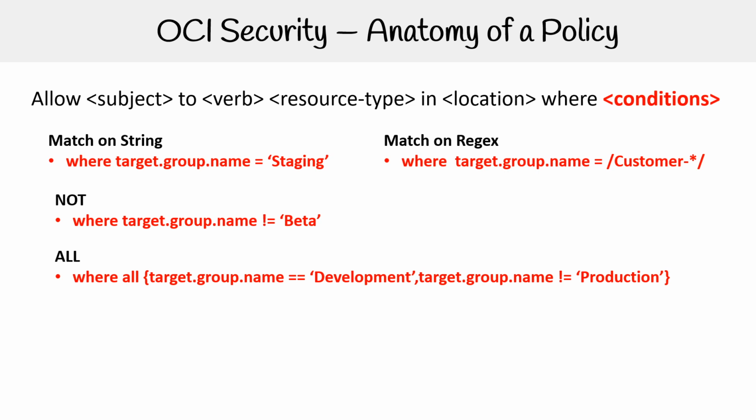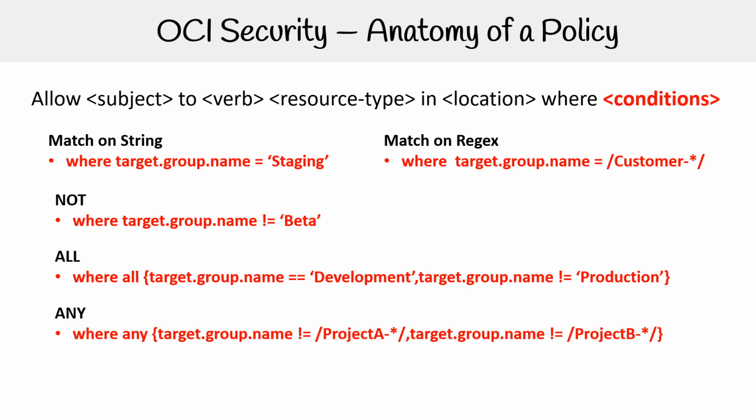Then you can do all. That's where you can actually have multiple condition statements. So you have one where it's developer, but you don't want it to be production. And then you have any. This could be when any of the statements are true. So if you don't want it to be project A and we don't want it to be project B, maybe we want it to be project C.